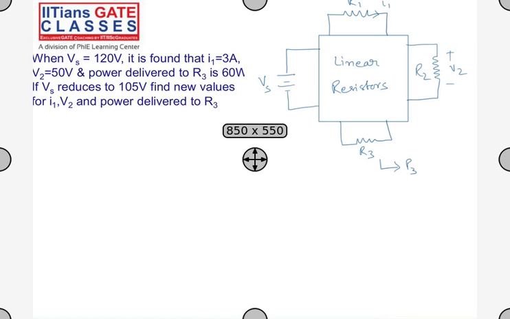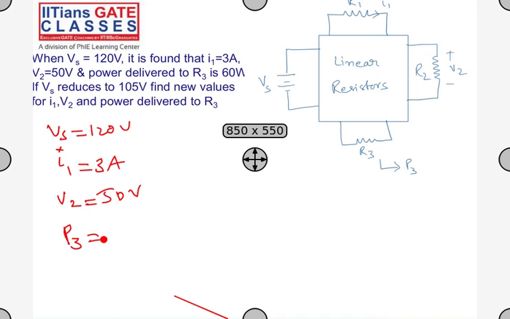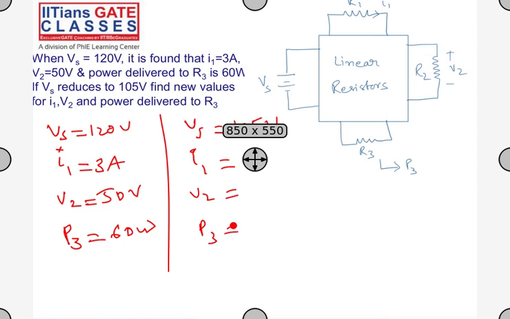So what is given? If Vs is equal to 120 volts, then it is found that I1 is 3 amperes, V2 is 50 volts, and power delivered to the resistor R3 is 60 watts. Now, if the voltage is reduced to 105 volts, find I1, find V2, find P3. So again, homogeneity principle. If your source is multiplied by k times, your output is also multiplied by k times. If your excitation is multiplied by k times, your response is also multiplied by k times.